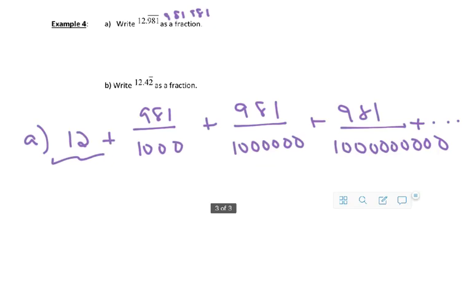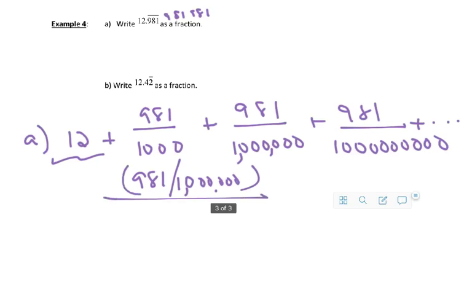This is an infinite geometric series. So to find the common ratio, I'm going to do the second term, which is 1,000,000, and divide it by the first term. Just do it in your calculator. You're going to find out the common ratio is 0.001, which is good because we want r to be less than 1.